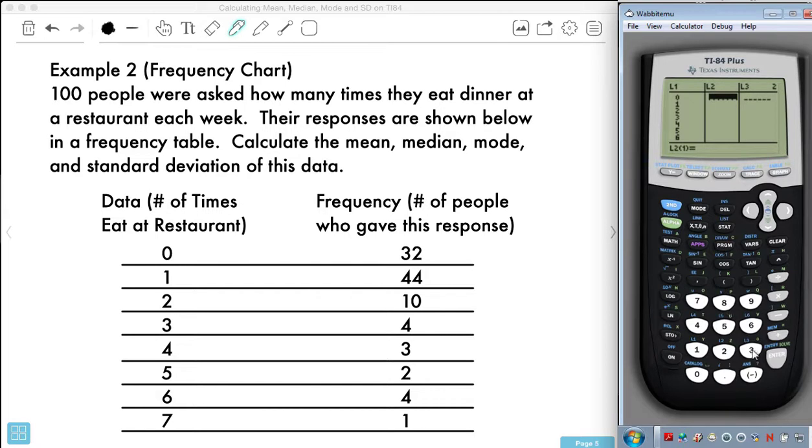And just make sure you're putting the right frequency with the right data item. So 0, 32 people said they went out for dinner no times. 44 people said they went out for dinner once in a week. And so on and so forth. Just make sure you keep it in the same order. One person there goes out for dinner every night of the week, apparently. Now we're going to find the mean, median, standard deviation and mode of this data. The steps are almost exactly the same.